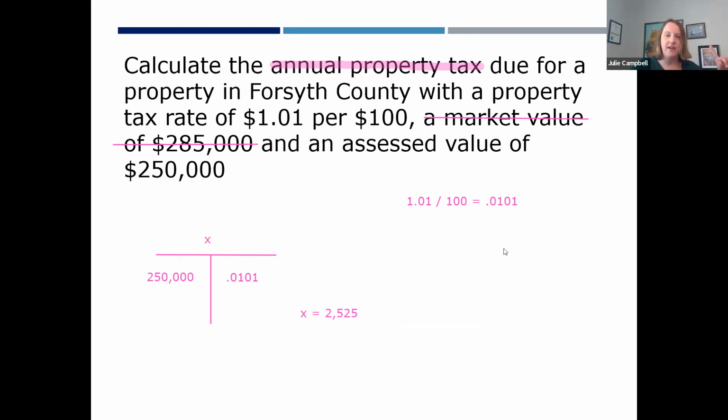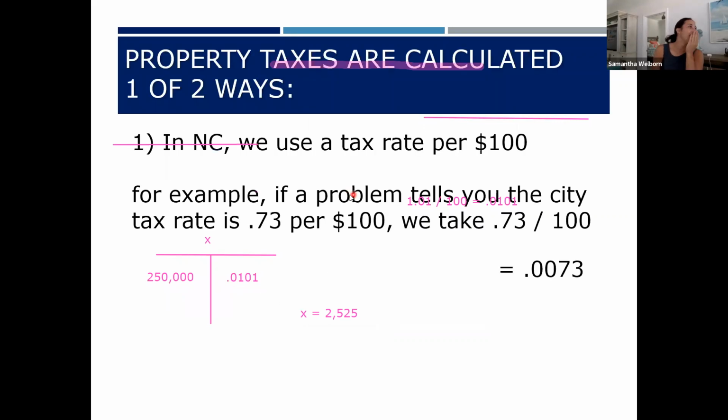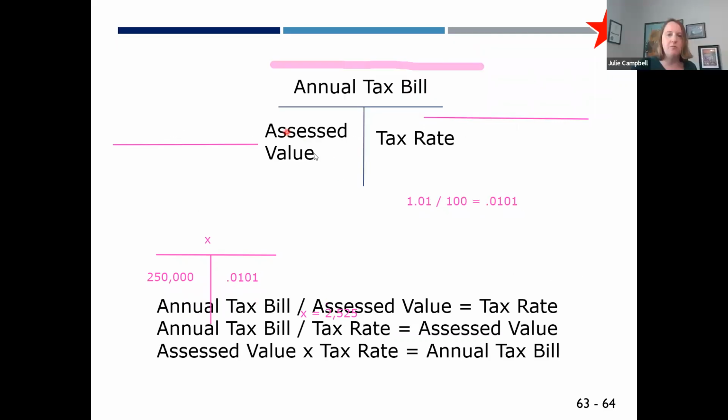How do I know it was assessed value? I'm going to go back for 1 second. How do I know? Because that's what my formula tells me. You see my formula right here? What's the formula ask for?